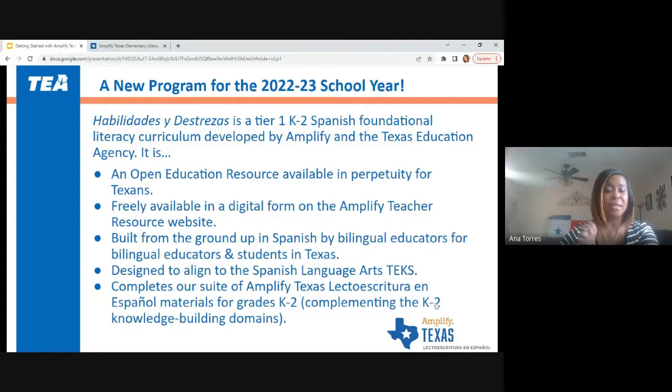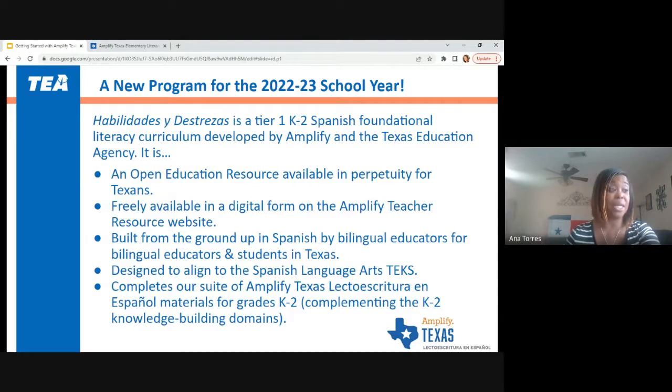What is this program? TEA wants you to know, new program for the 2022-2023 school year. Habilidades y Destrezas is a Tier 1 K-2 Spanish foundational literacy curriculum, which was developed by Amplify and Texas Education Agency, also known as TEA.